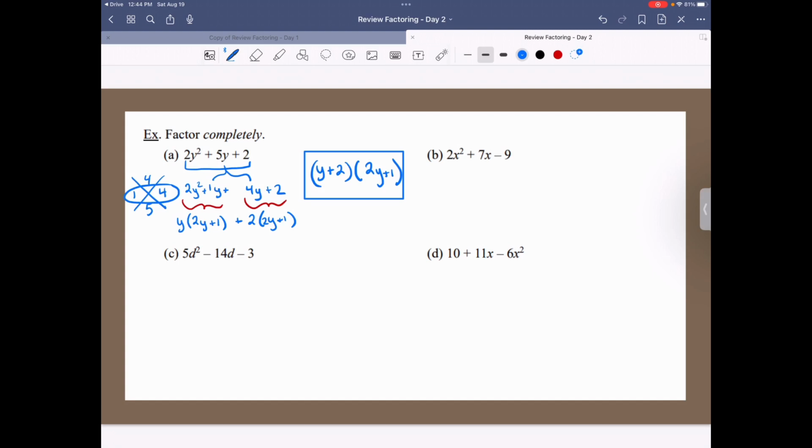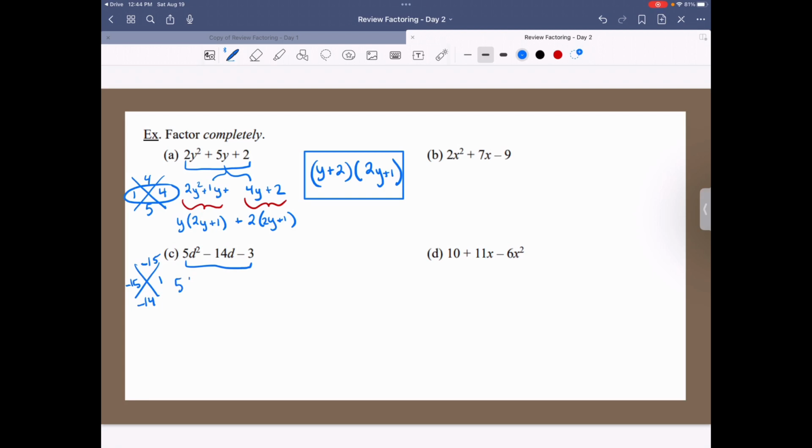Okay, for C, let's see if this works again, the same method. You know what? I'm going to do C. I was going to do D because D is kind of tricky, but I think I'd like to do that as a class and see what we get. All right, so 5 times negative 3 is negative 15, and can we get negative 14? Oh, it's 15 and 1, and we'll just make the 15 negative.